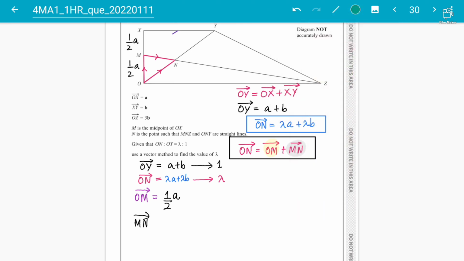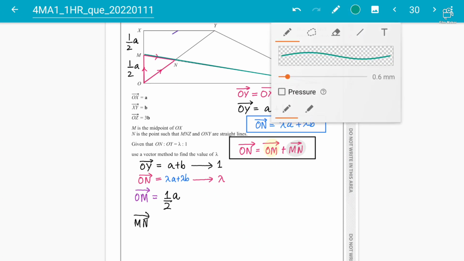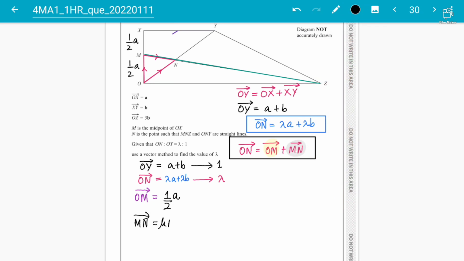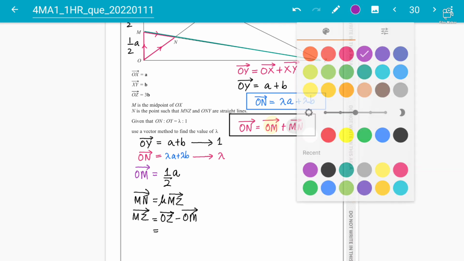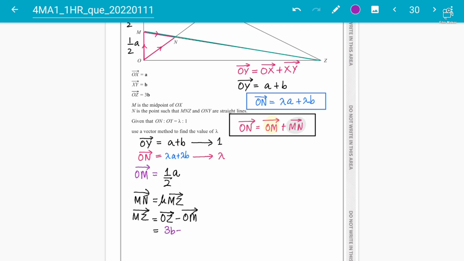MN vector can be represented in the form of mu, by saying that mu times MN is equal to mu times the other one coming as MZ. Okay, this is the trick of solving every question: mu times MZ, and now you have to find MZ first. So how are you going to find MZ sir? It's going to be very simple. The position vector of Z minus the position vector of OM, so OZ minus OM, we can definitely get the answer. OZ is going to be 3b minus half a, so that is going to be MZ vector.